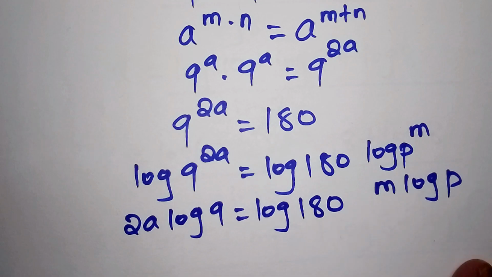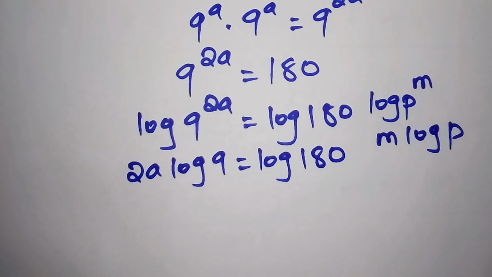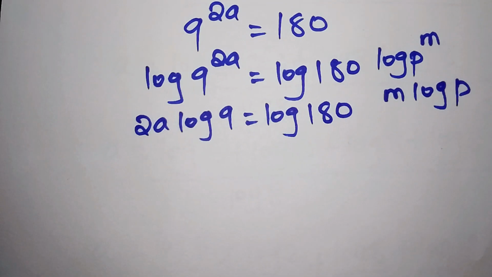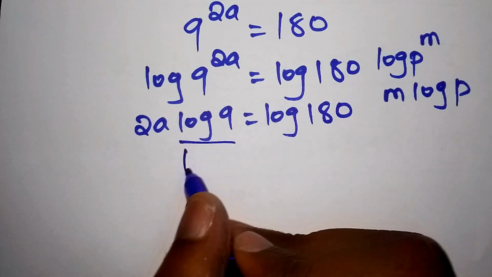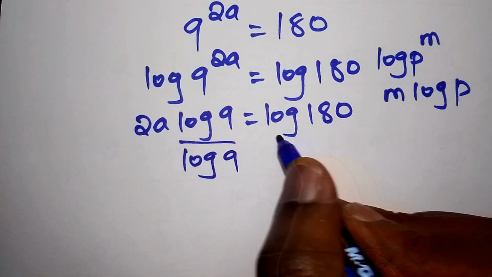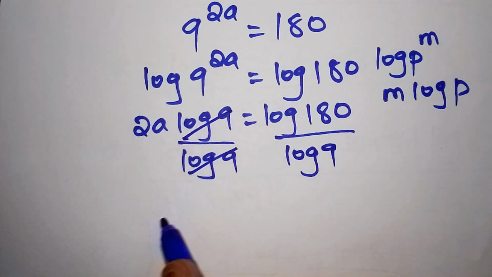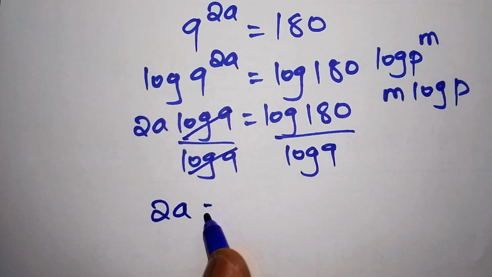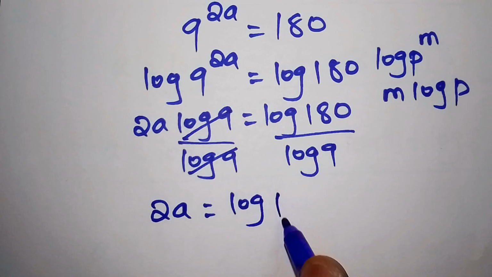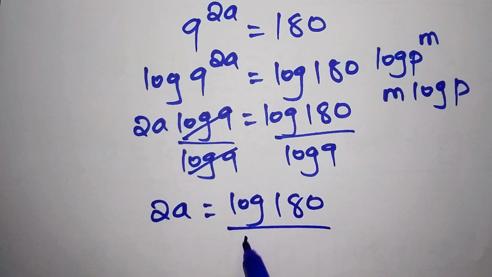For us now, we want to do away with log 9. So for us to do away with log 9, we shall divide both sides by the log of 9. So divide by log 9, divide by the log of 9. So log 9 and log 9 cancel. So 2a is equal to the log of 180, all over the log of 9.